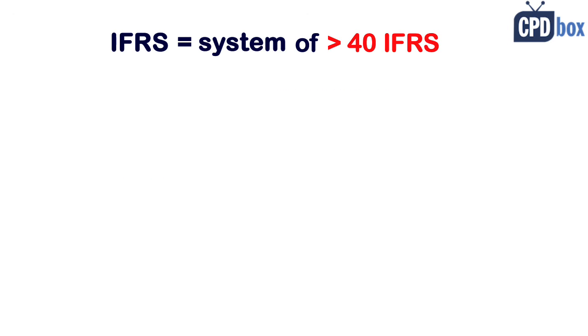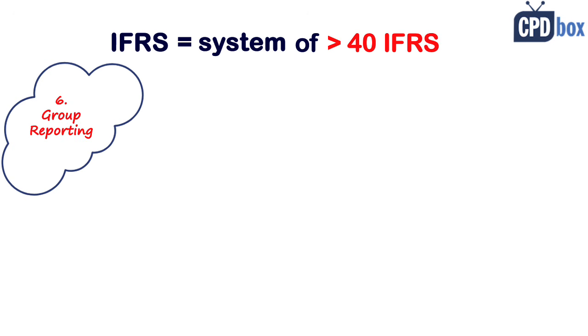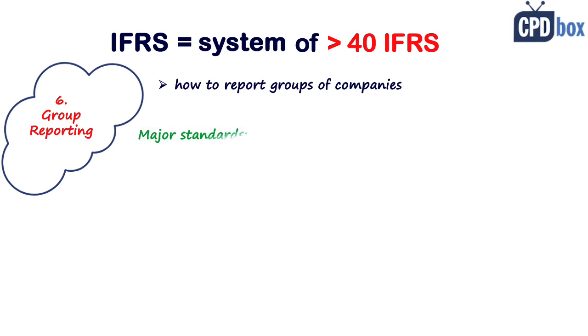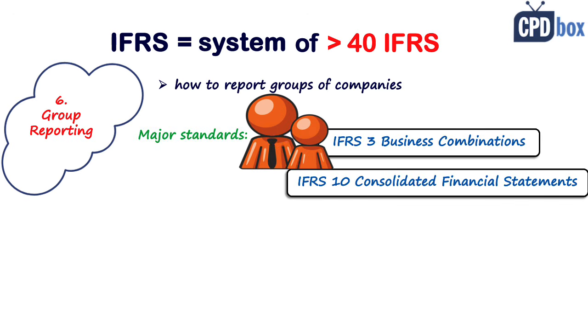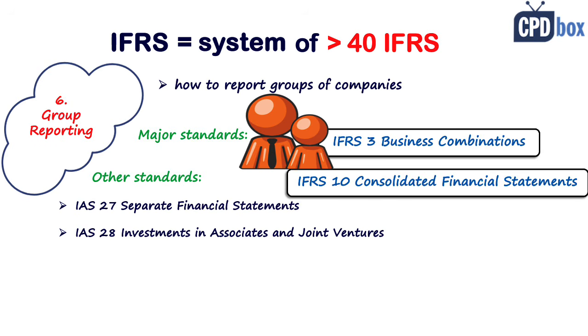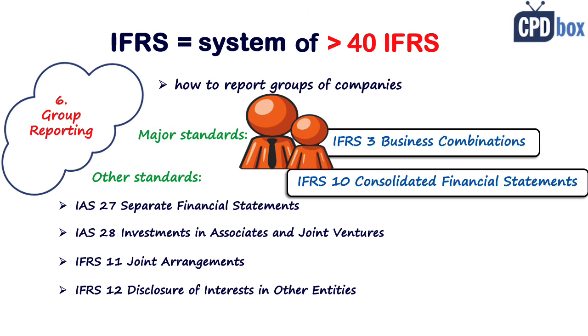Then we have the group reporting and consolidation cloud. So how to report groups of companies. I would say that the two intertwined important standards are IFRS 3 and IFRS 10, both focusing on consolidation of subsidiaries. And the other important standards are IAS 27, Separate Financial Statements, IAS 28, Investments in Associates and Joint Ventures, IFRS 11, Joint Arrangements, and two disclosure standards, IFRS 12 and IFRS 19, the newest standard.